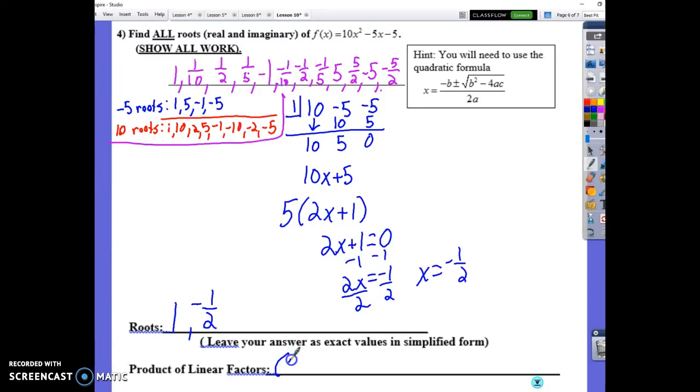So that means we're going to have an x minus 1 from that positive 1, an x plus 1/2, and we're going to want to take that 5 and put it out front for our product. And that's that problem.